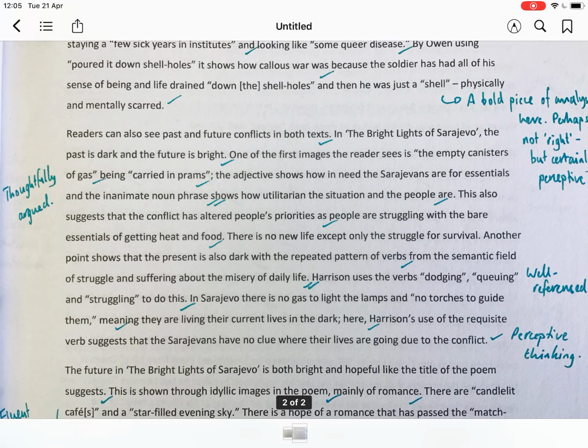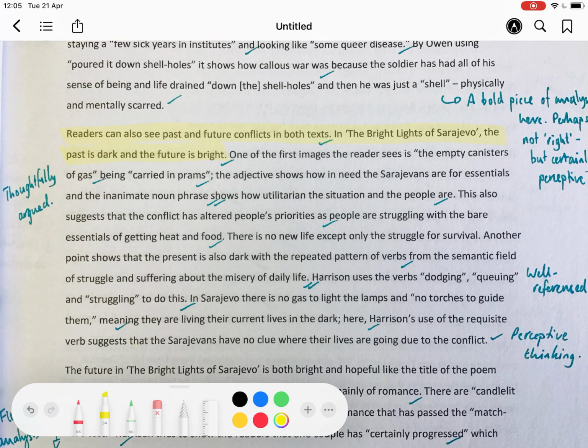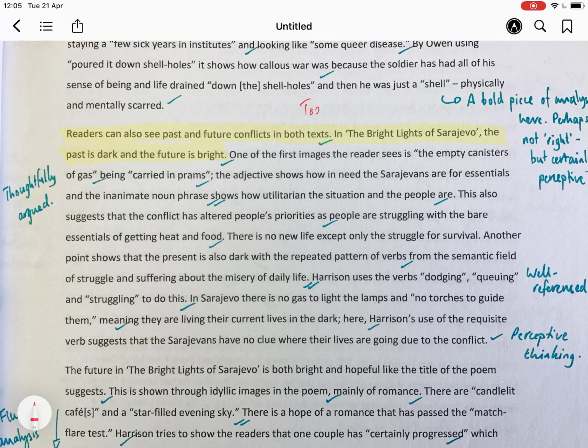So, let's spend a few minutes looking at some of the things that this paragraph has that you need to try and bring in to your opening paragraphs as well. So what we have here is a nice topic sentence to start us off, which has been split up into two parts by this student, which is nicely done.